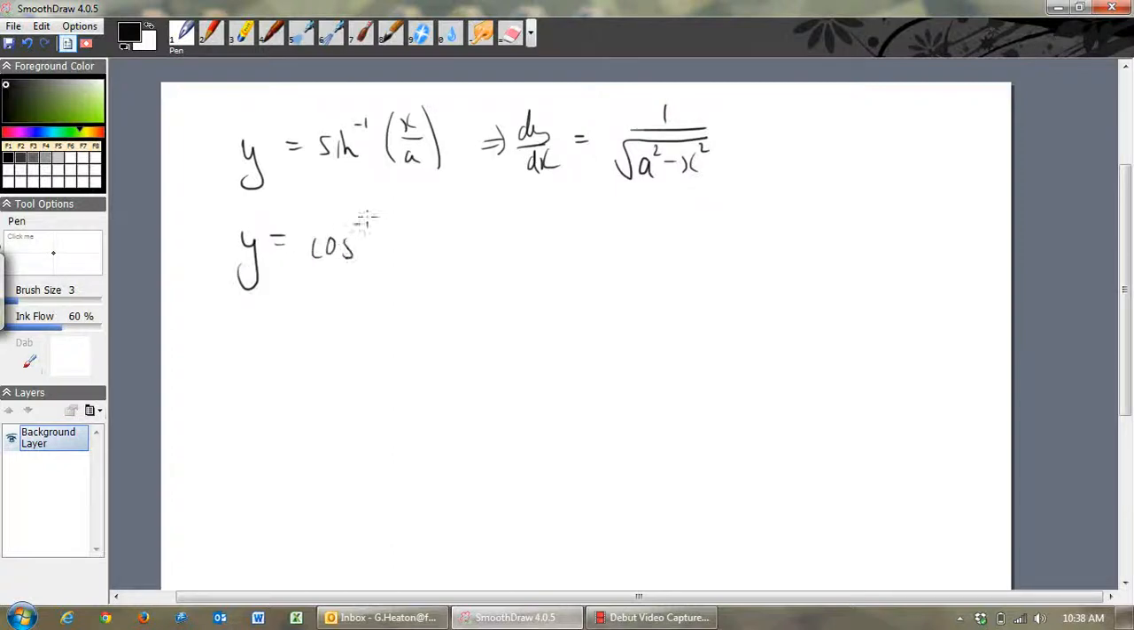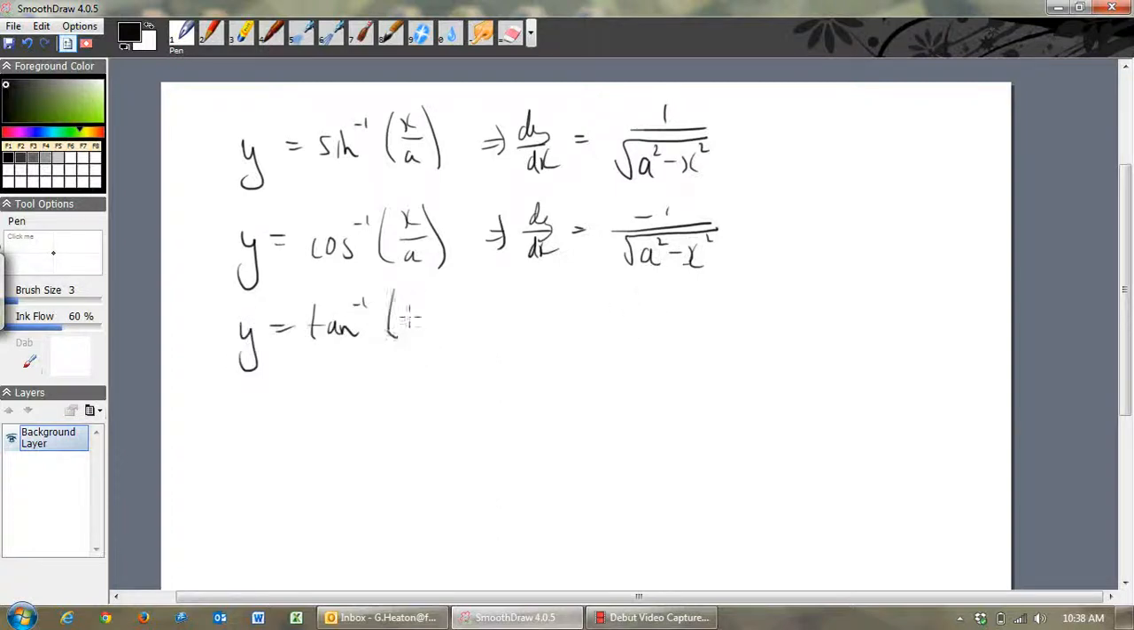Similarly, exactly the same for cos, with a negative. It's 1 over the square root of a squared minus x squared, okay, so exactly the same. And tan^-1 of x over a, just be careful here. This is quite different to the other ones. It's a over a squared plus x squared. Okay, so there are your three ones.